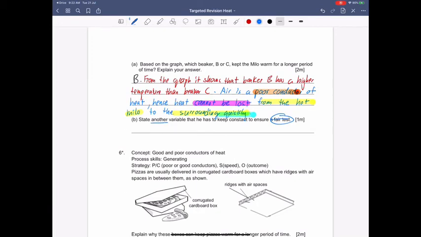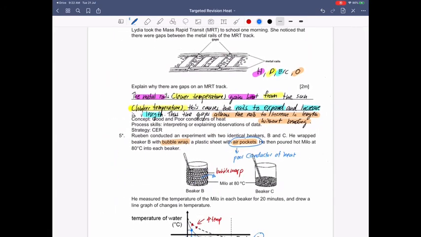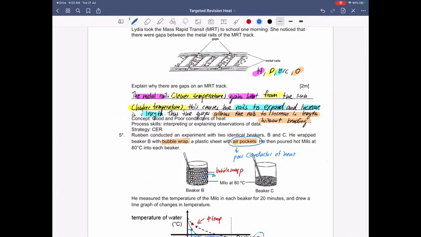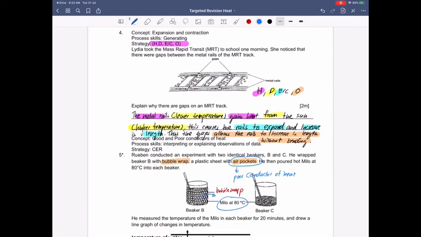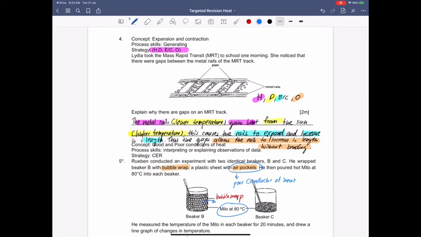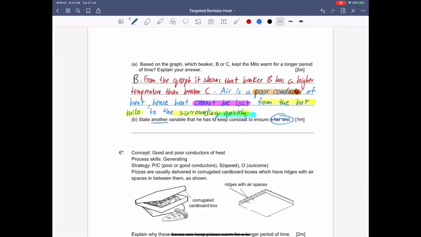So in this case, they already talked about identical beakers. So you cannot use identical beakers. They also talked about the temperature being the same. So what you can actually talk about is any other thing that is not the temperature, not the beaker. So in this case, I would say the volume of liquid. And in this case, it would be your Milo. Alright.